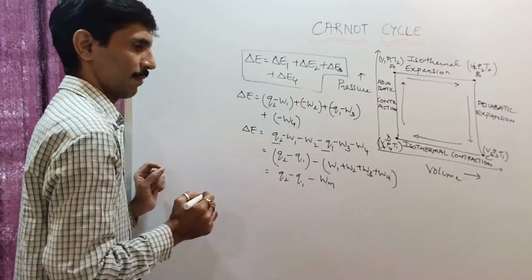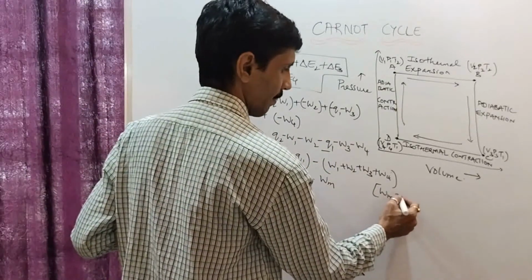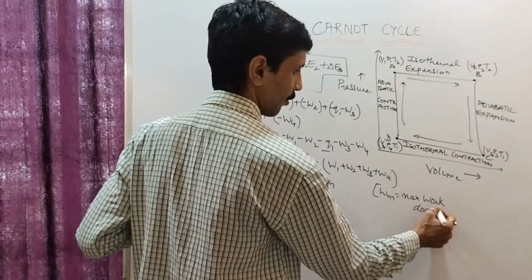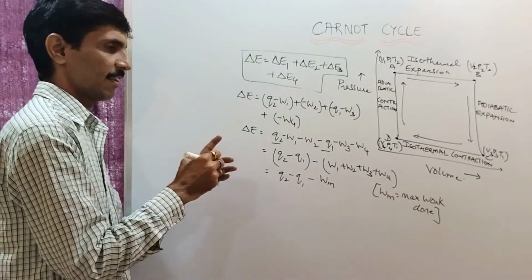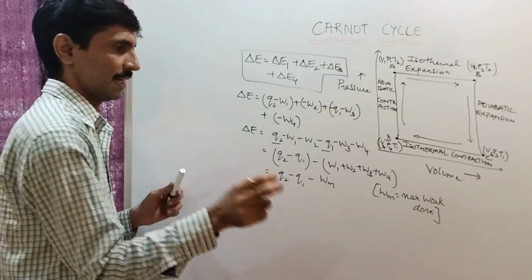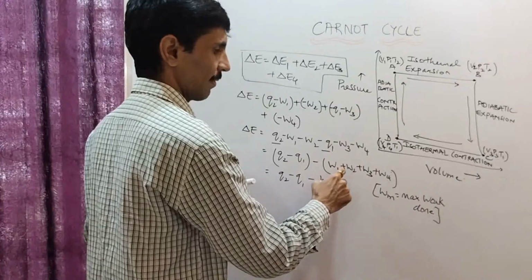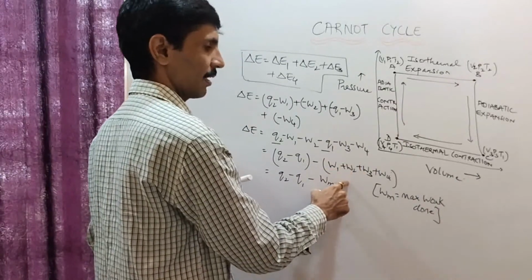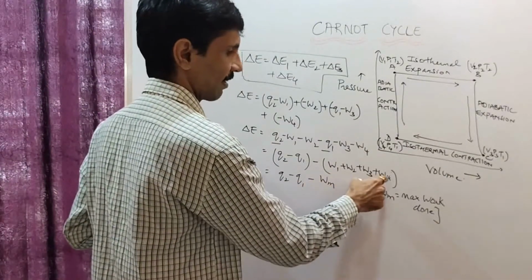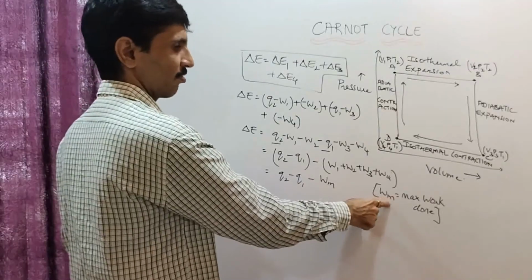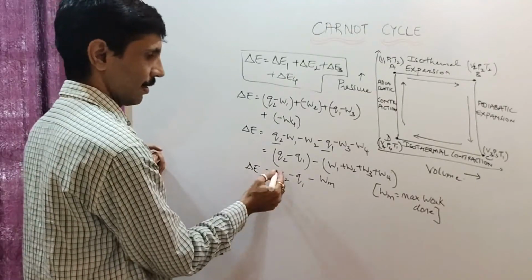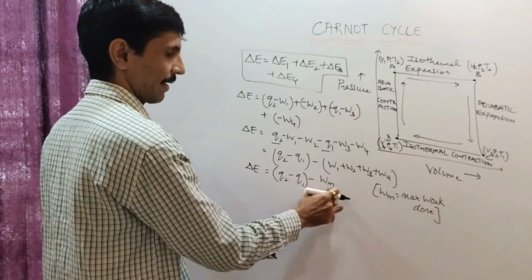Now what is this Wm, my dear friends? Wm is the maximum work done. Why do I say it's maximum work done? Because everywhere we are talking about the reversible part, and in a reversible process, you know very well, maximum work is obtained. So the maximum work obtained will be equal to the summation of all the work associated with the four different steps. So W1 plus W2 plus W3 plus W4 gives you Wm, which stands for maximum work done. So we have this expression: delta E is equal to Q2 minus Q1 minus Wm.